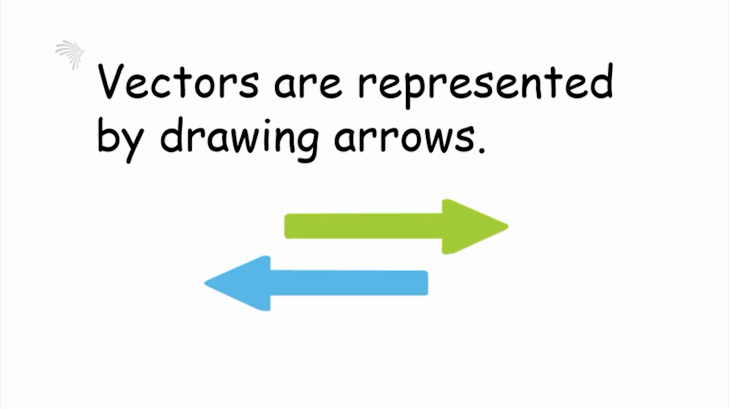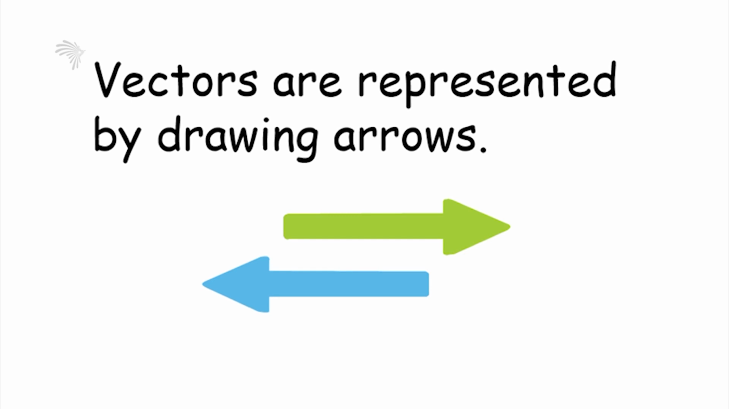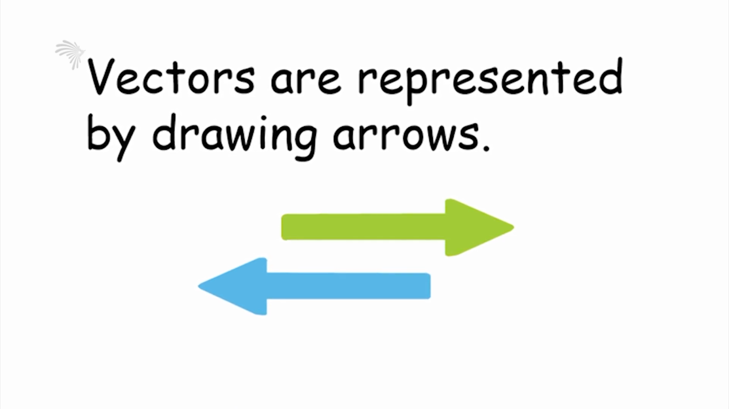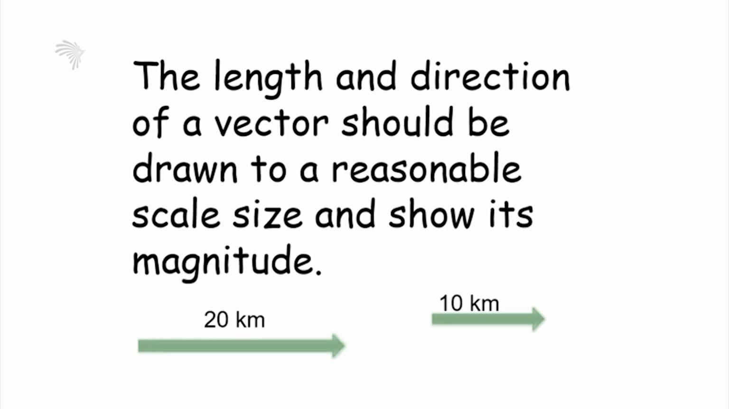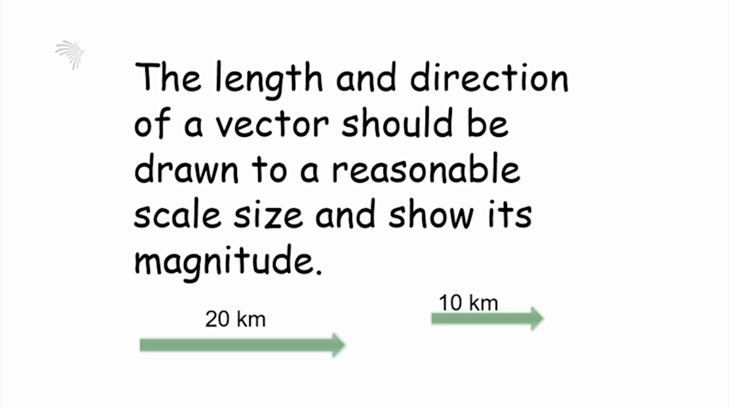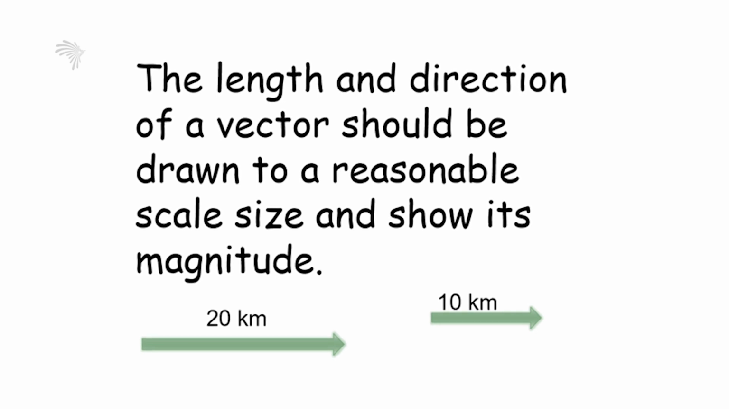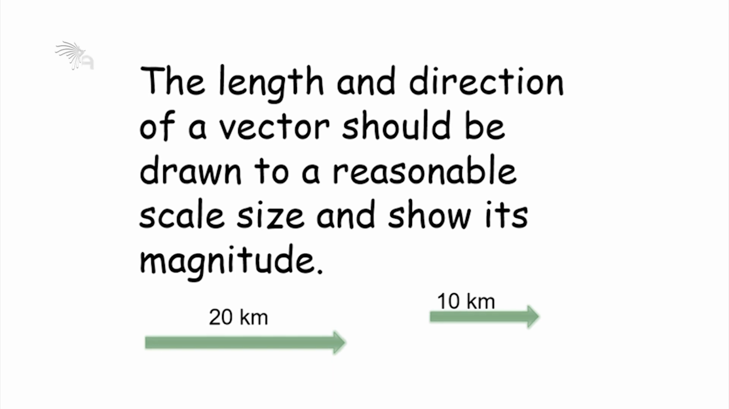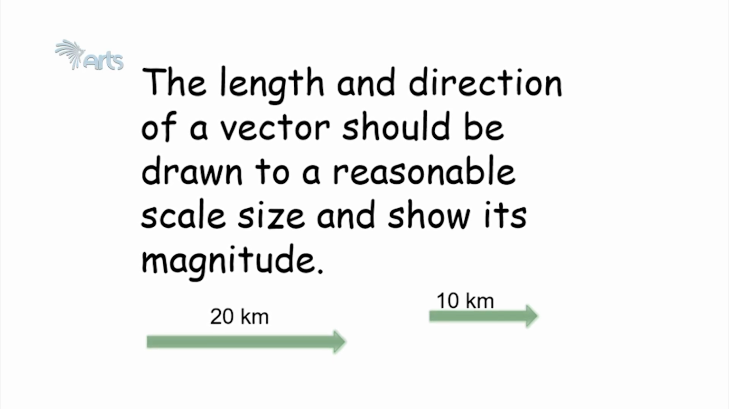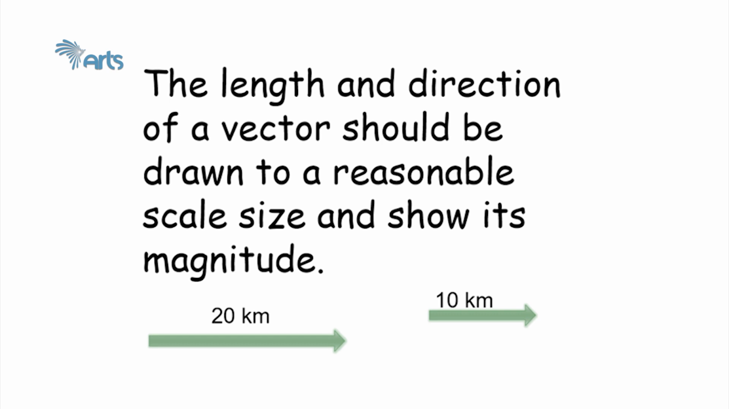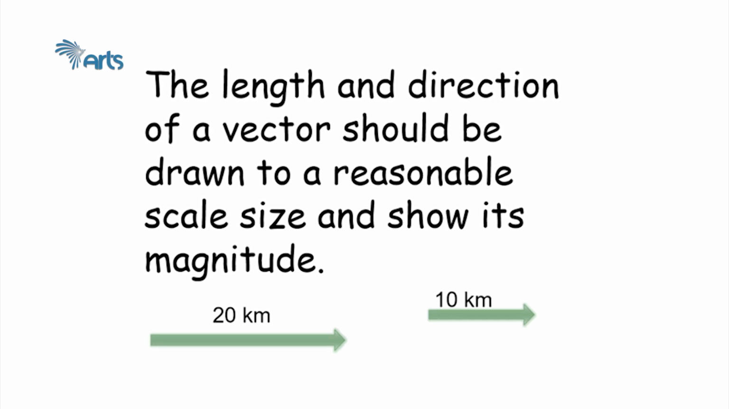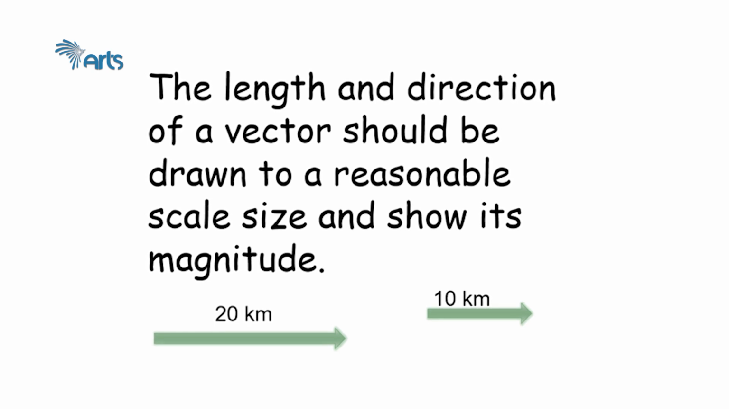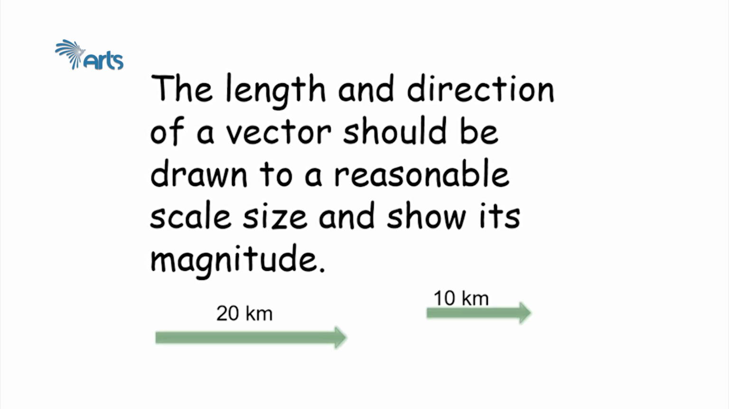We can represent vectors both graphically and analytically. Vectors are represented graphically by drawing arrows, and the length and direction of a vector should be drawn to a reasonable scale size and show its magnitude. For instance, on the screen, 10 km is denoted by an arrow, and similarly 20 km is also denoted by an arrow. So the length of the arrow determines the magnitude. As you compare here, there is a reasonable scale size between these two displacements.